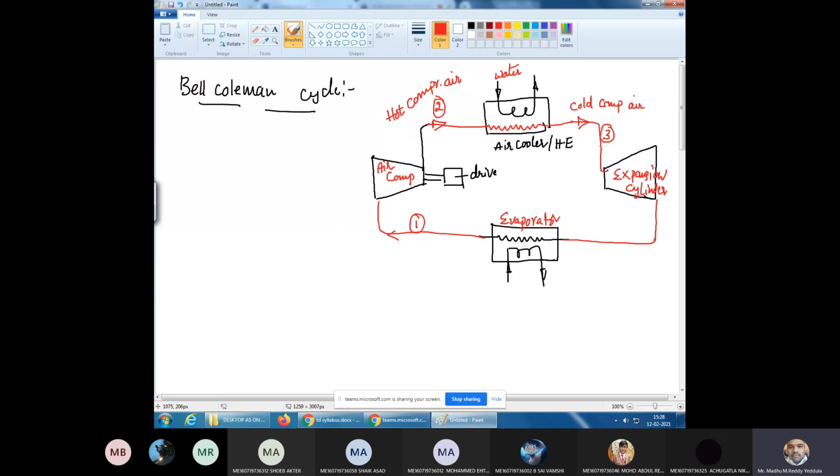At state 2, the entry is at 3. High pressure, low temperature air is allowed to pass through the expansion cylinder, and its pressure drops, let us say to 0.4. This low temperature air is allowed to pass through the refrigerator, whereby it absorbs the heat from the refrigerator chamber, the evaporator, thereby its temperature rises. So this is cold, high pressure air.